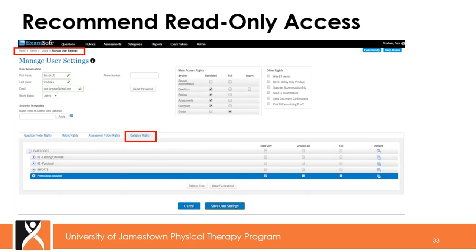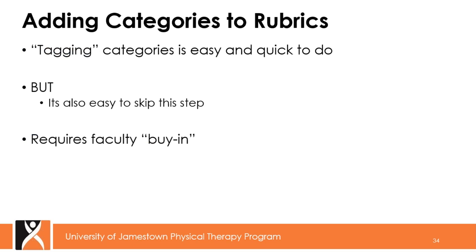I'm the administrator. I only give read access category rights. I don't want my faculty to be making their own categories. This way we keep things standardized across the curriculum, and things are only in one place. Also, just so you know, up at the top, if you're the administrator, you can manage the user settings and give category rights that way as well. This is actually how I did it when I set it up, but there are different ways you can do this.